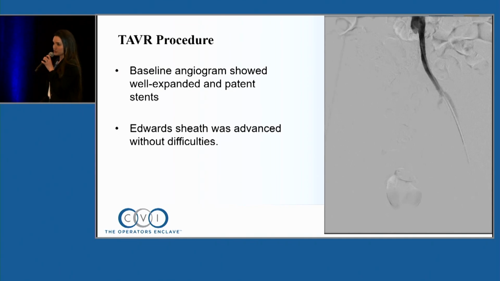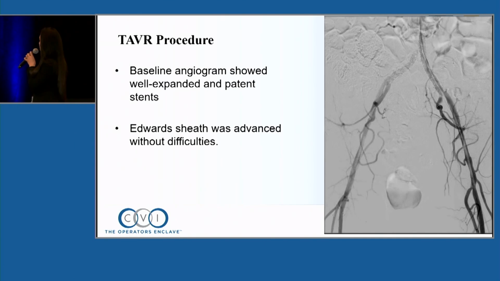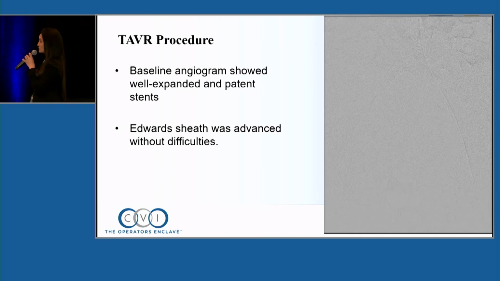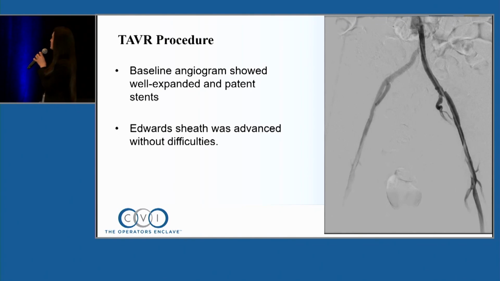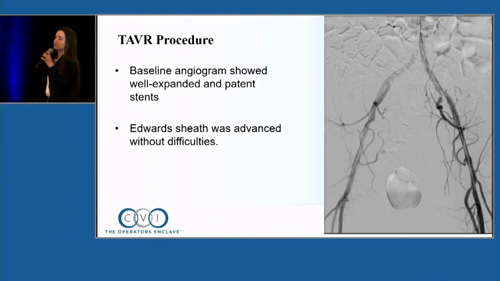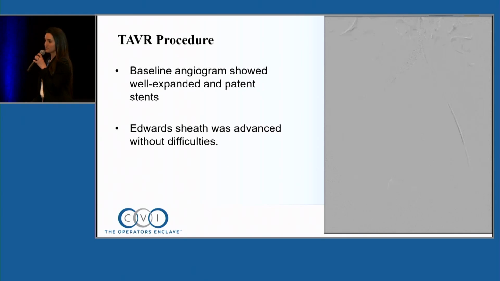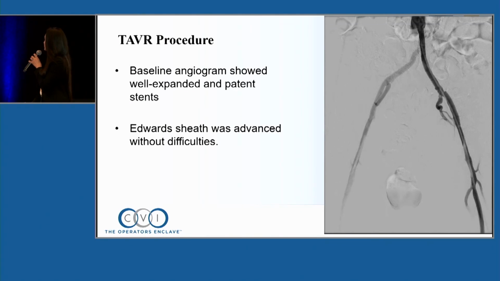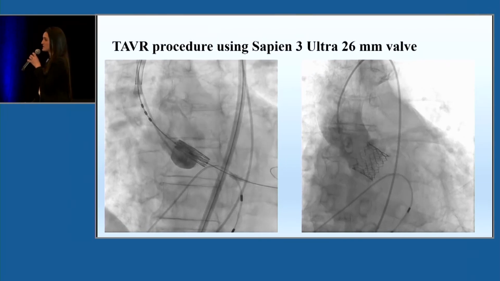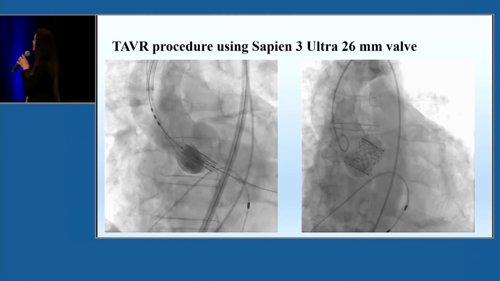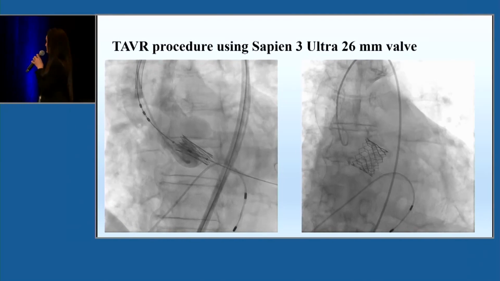On the day of the procedure, you can see the angiogram with good flow through the aorta and also well expanded stents. We were able to advance our equipment by a standard transfemoral access without any issues. Patient underwent successful implantation of a SAPIEN 3 26mm valve, as you can see here.